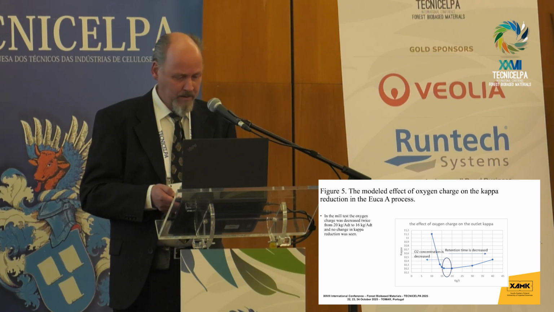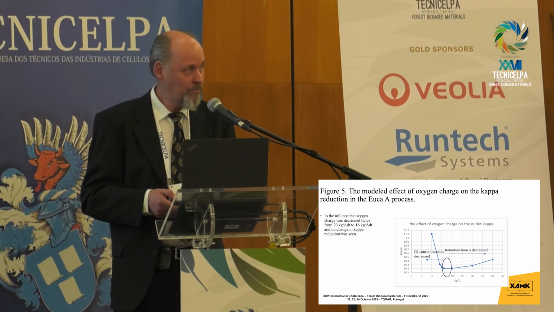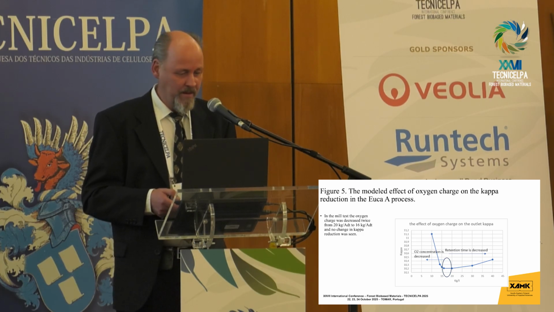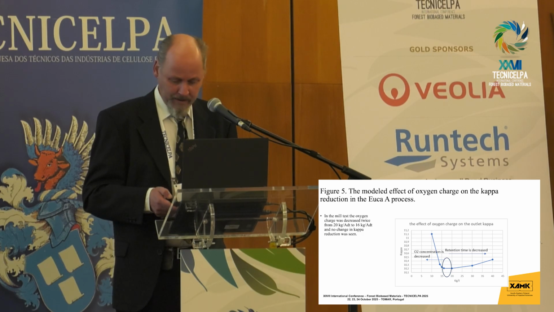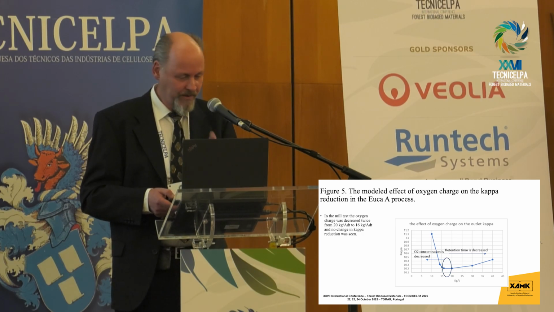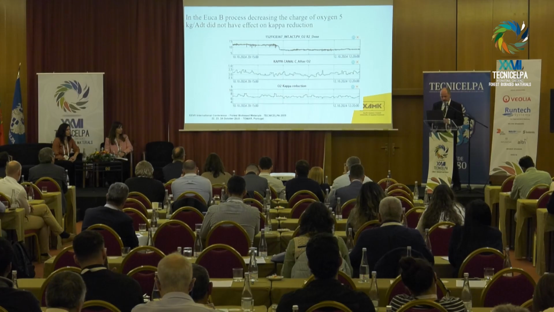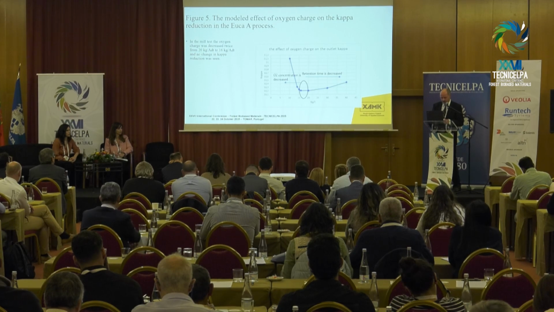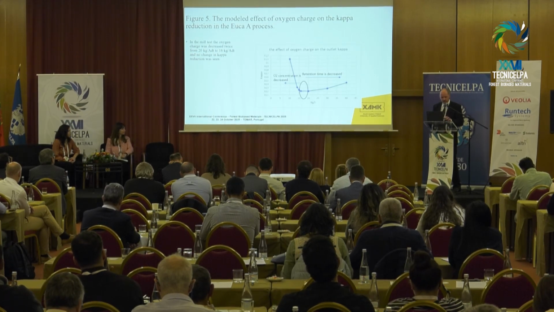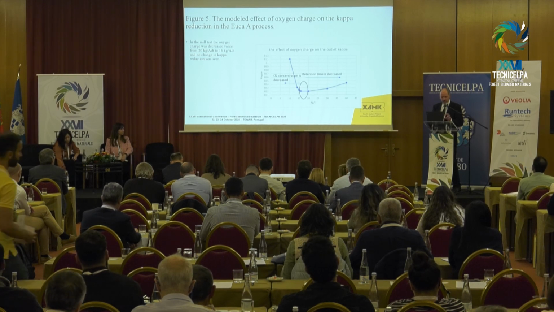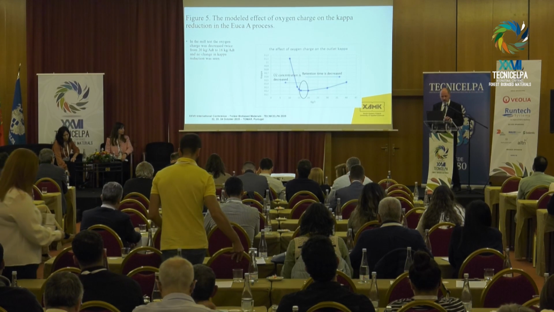And we have then done studies in this mill, this eucalyptus B mill. We decreased the oxygen charge by 5 kilos, and the modeling says that this should not have any effect on kappa reduction, and it didn't. Of course, we have a lot of deviation here. It's not very certain, but we see that no major things happened. Also in another process, we made this test a few times, and we decreased the oxygen charge by about 4 kilos, and there we didn't see any changes in the process.